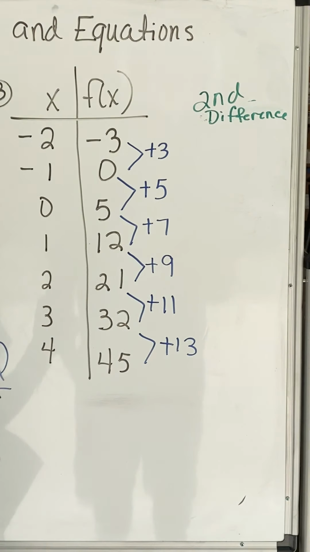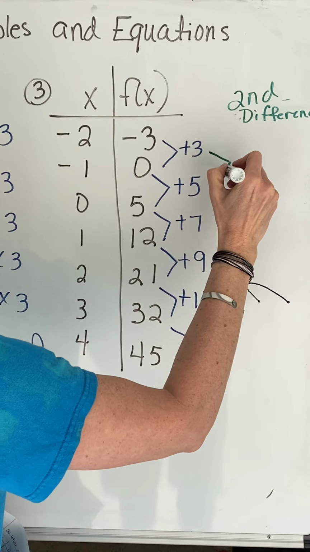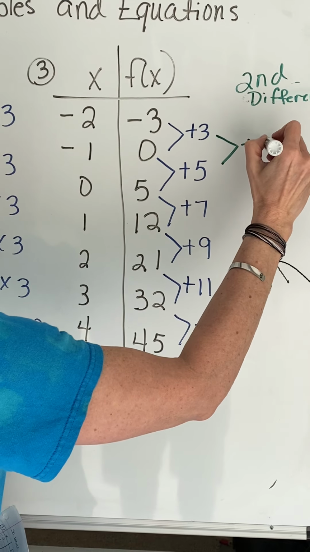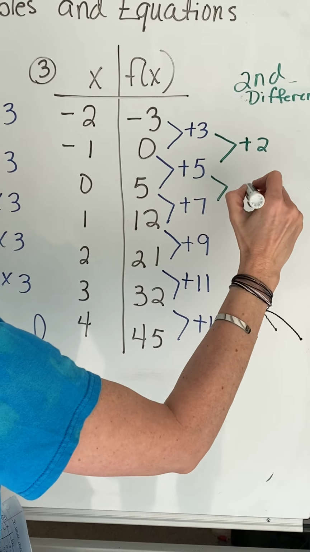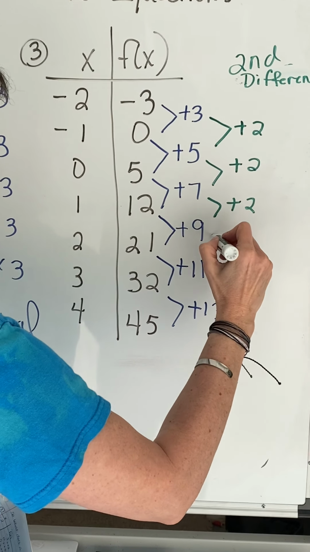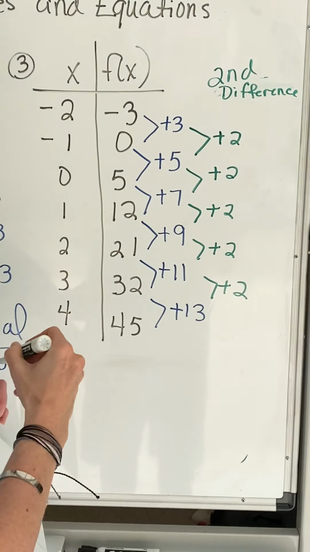Here's what the second difference means. There's not a common first difference, but if you look at the second difference, what do you do to go from 3 to 5? You add 2. What do you do to go from 5 to 7? You add 2. 7 to 9 is add 2. 9 to 11 is add 2. And 11 to 13 is add 2.